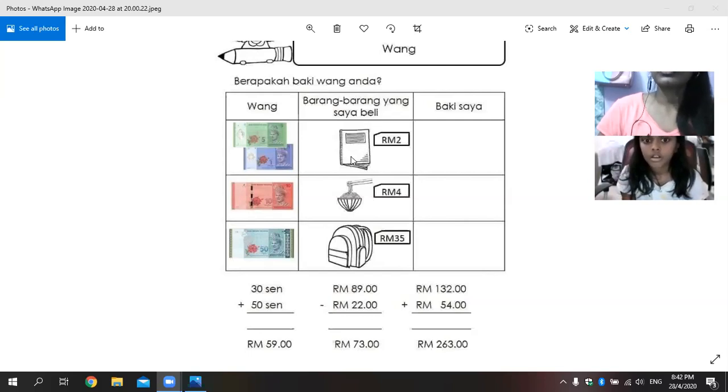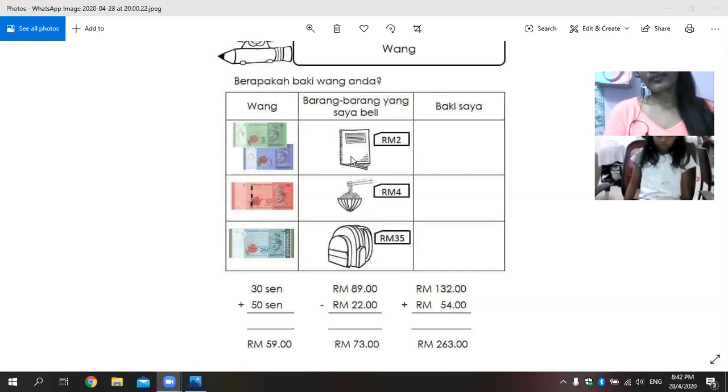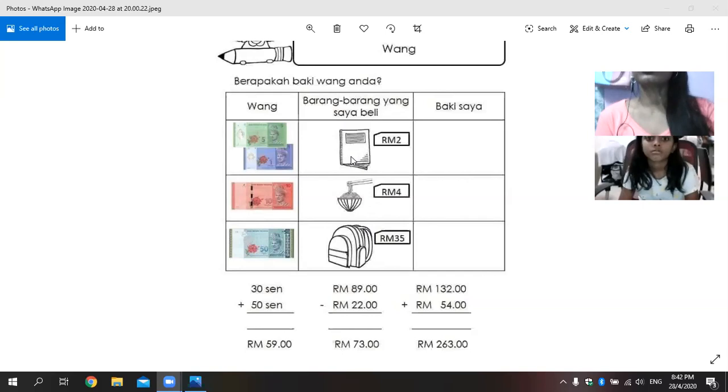So do you need to minus or plus? You need to tolak or tambah, Praveena? You have 6 ringgit. If you already buy a book for 2 ringgit, how much is your balance? That is the question. Tolak, right? Yes, correct.